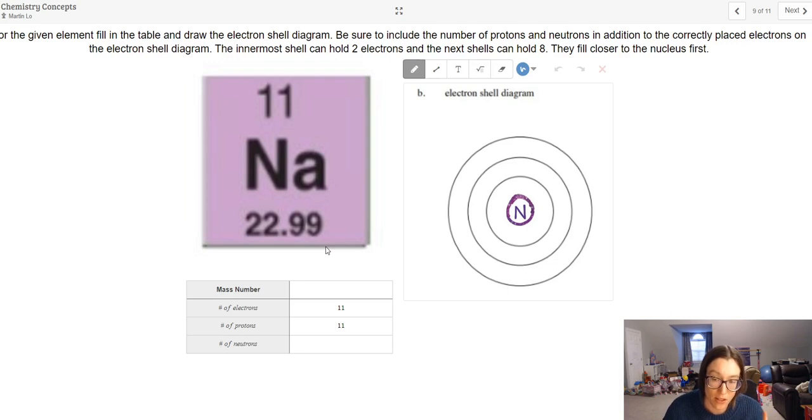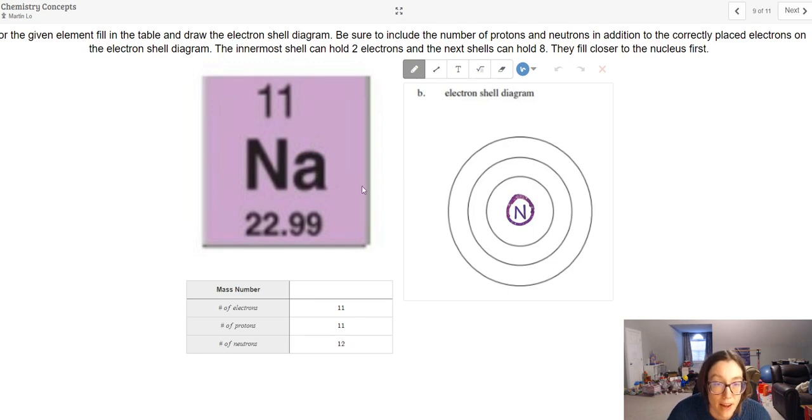So if we know the atomic mass is 23 and the number of electrons is 11, what would the number of neutrons be? All right, you're going to do 23 minus 11. It's going to be 12, if I did the math right. So we would have 11 protons and 12 neutrons, and they would make up the nucleus.